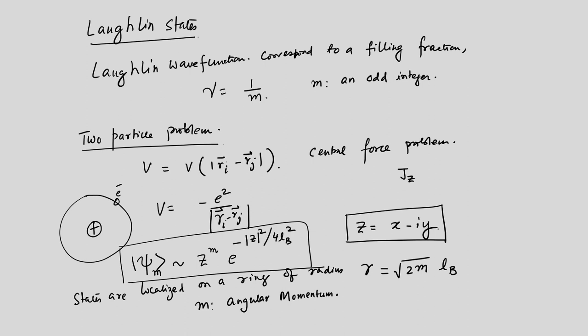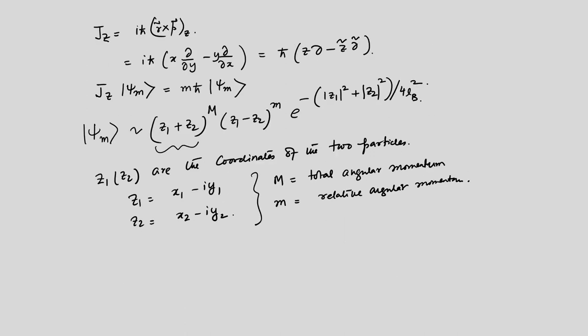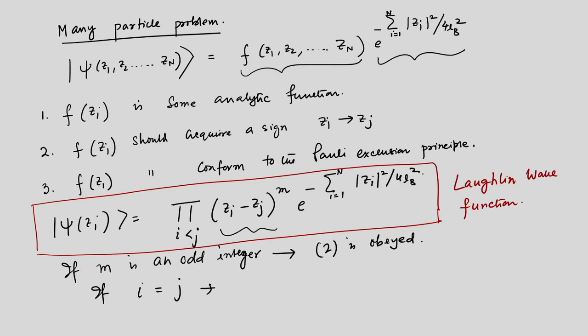When you go to two particles, one can write it in terms of z1 and z2, and z1 minus z2, which are called the total and the relative coordinates, with capital M being the total angular momentum and small m being the relative angular momentum. And then there is a Gaussian term which will have to be there, that's ubiquitous in this case. How do we go to a many-particle problem?